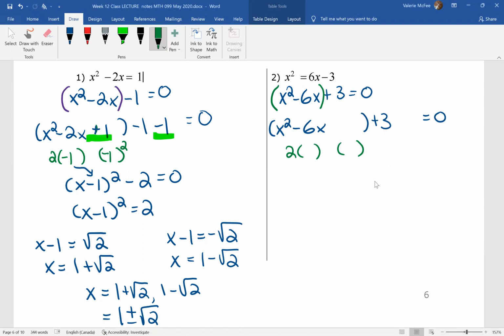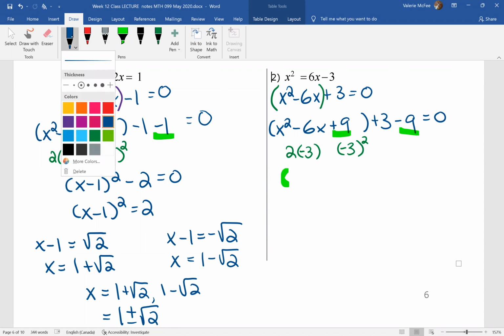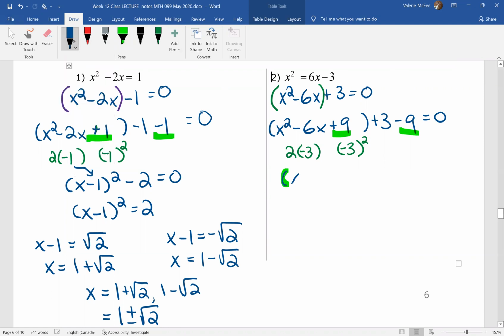So we see that this is 2 times -3 to give us -6. And -3 squared is +9. In order to balance the equation, we're going to subtract 9 because 9 minus 9 equals 0. We need to factor. Oops, that's not what I wanted at all. X minus 3 all squared. Simplify, 3 minus 9 is -6 equals 0.